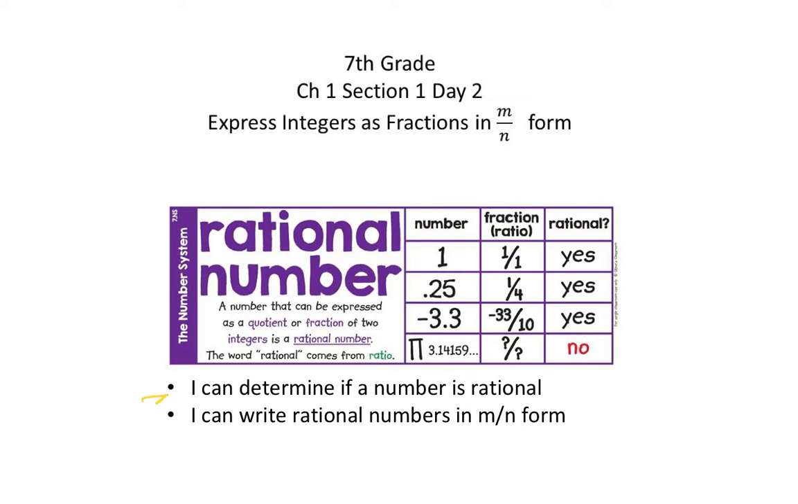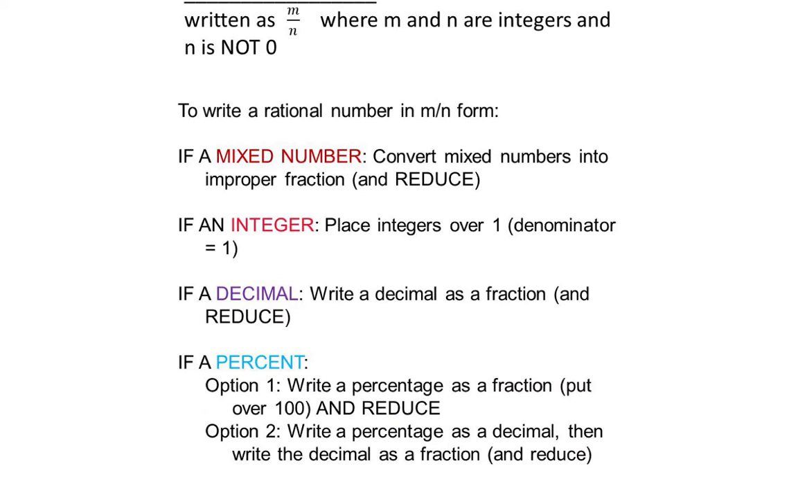Okay, by the end of today, you can determine if a number is rational, and you can write rational numbers in m over n form. Remember, you insert your cursor in the text box and you delete it, and then you write what I tell you to write.